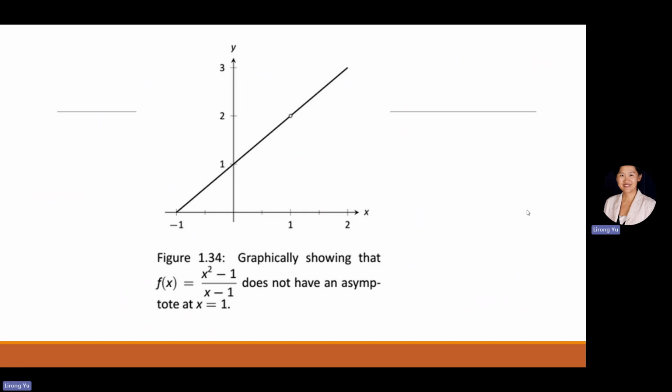That means whenever your numerator and denominator have a common factor, in this case the common factor is x minus 1, you should cancel the common factor, therefore there's no longer an asymptote.